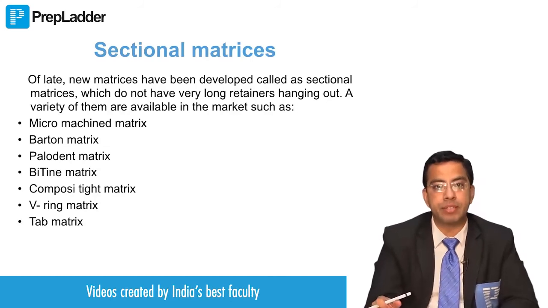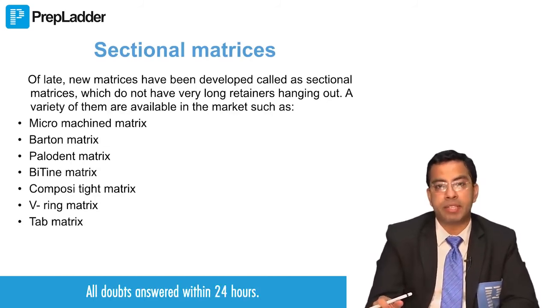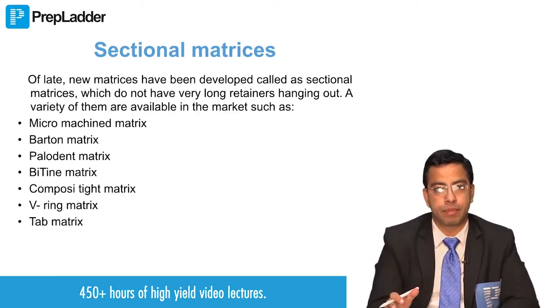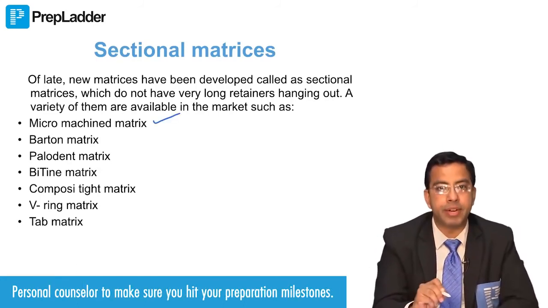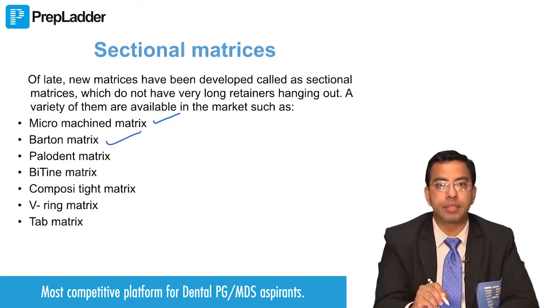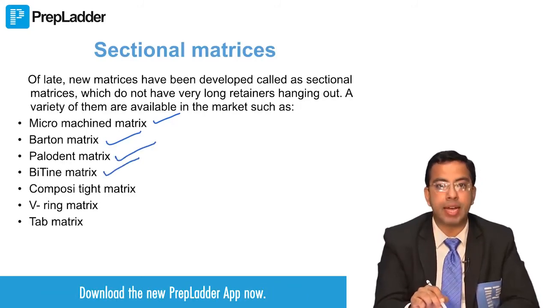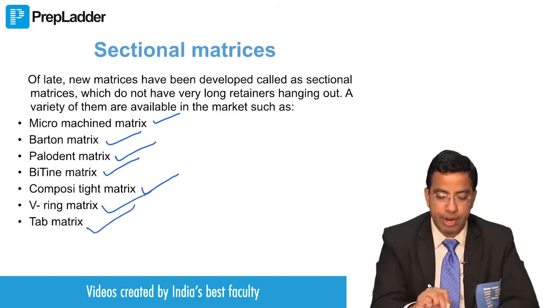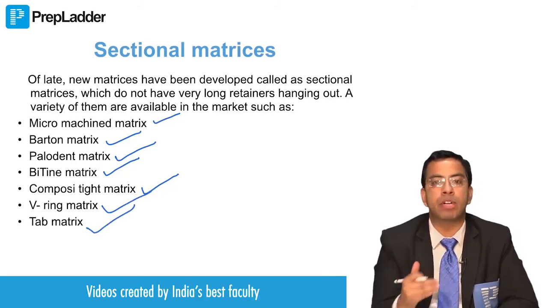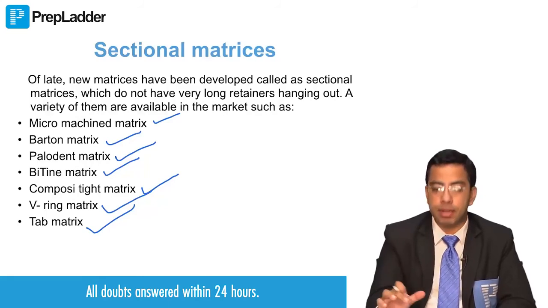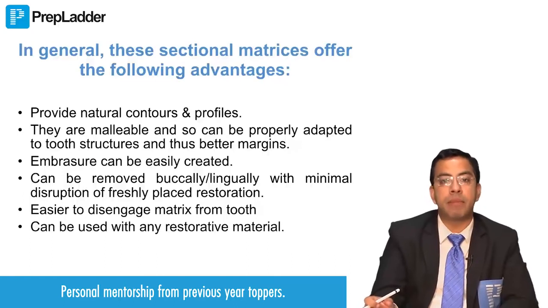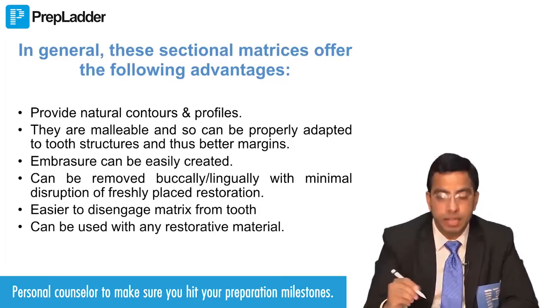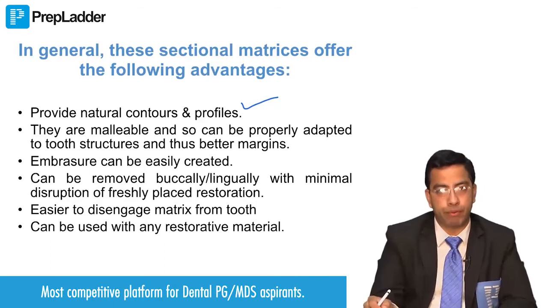Then you have sectional matrices. Of late, new matrices have been developed which are called sectional matrices, which do not have a retainer, and a variety of these are available in the market, such as micro machine matrix, Barton matrix, Paludan matrix, Bitine, Composi-Tight, V-ring and tab matrix. These are the names of the commercially available sectional matrices, and the biggest advantage of using a sectional matrix is that it provides natural contour and profile.